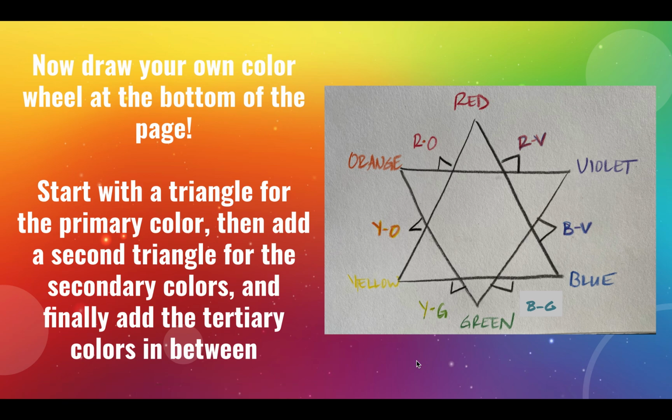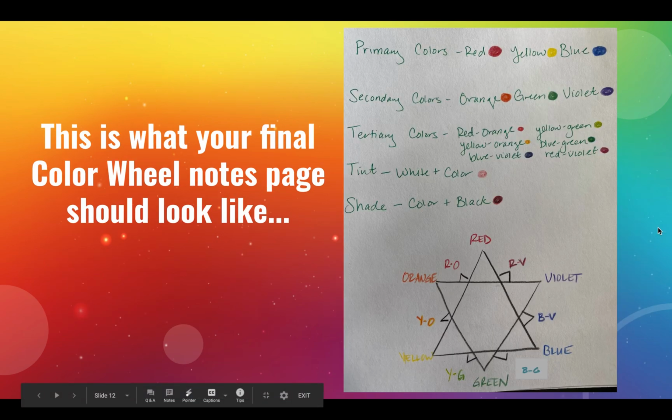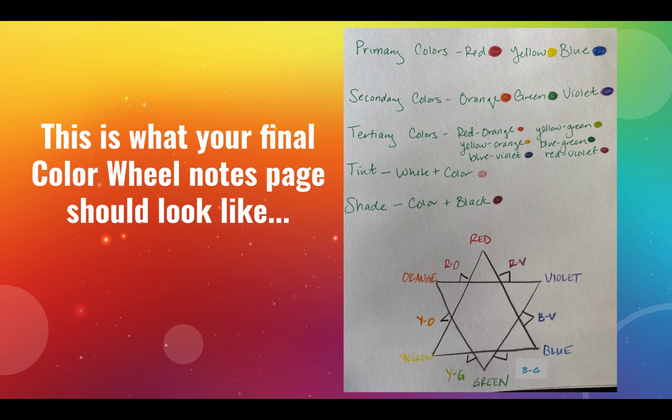So take a moment and draw this in your sketchbook so that you can use it as a reference. So this is what your final color wheel notes page should look like. Just make sure you've added everything so that you can always come back to these notes.